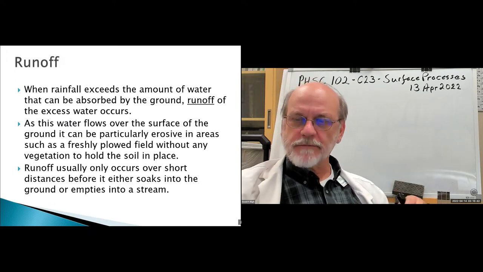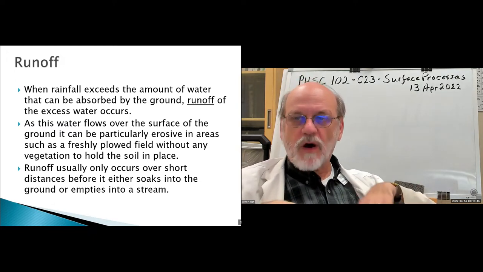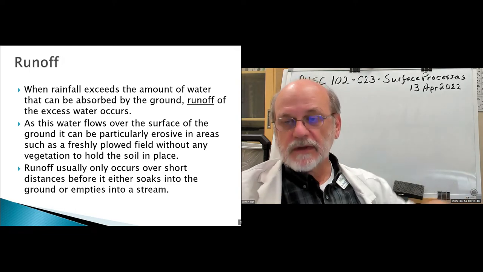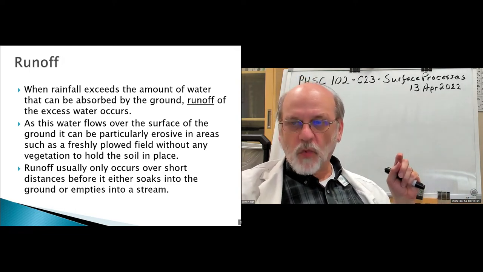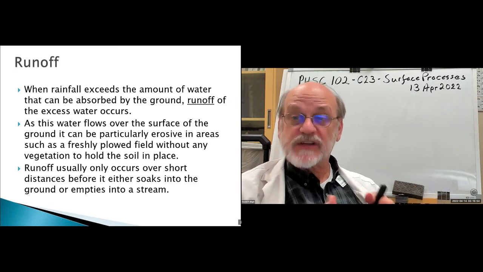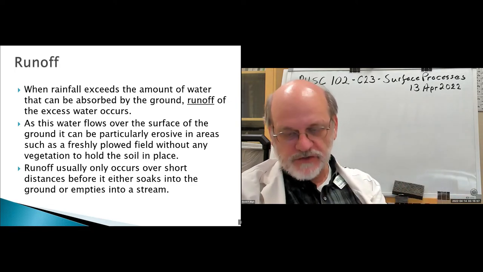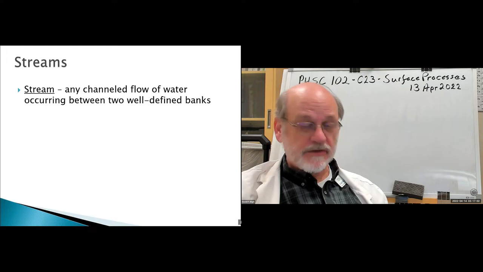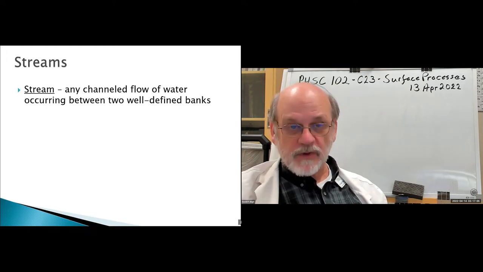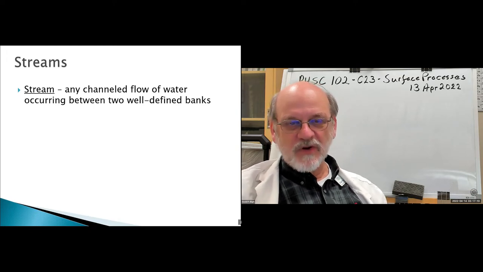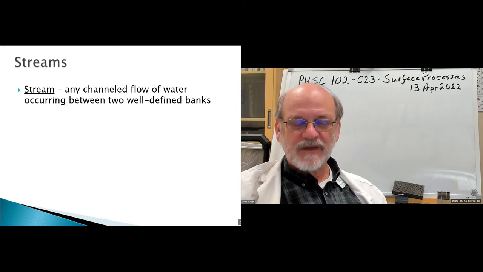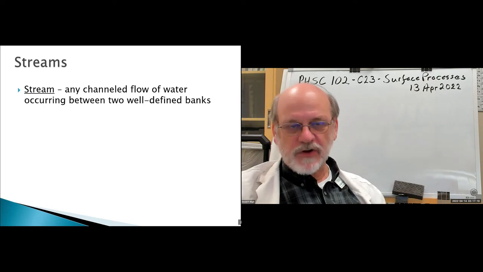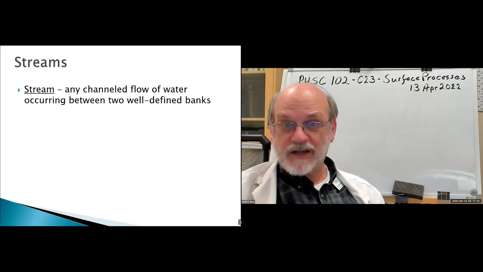So when we say runoff, that's like a sheet of water moving across the surface. When it empties into a channelized collection of runoff, that's a stream. And for geologists, a stream is a stream is a stream. The Mississippi River is a stream to a geologist. So we don't have to make a distinction between a stream and a river or a brook or any of those other terms. Geologists say stream, and that's the end of it.